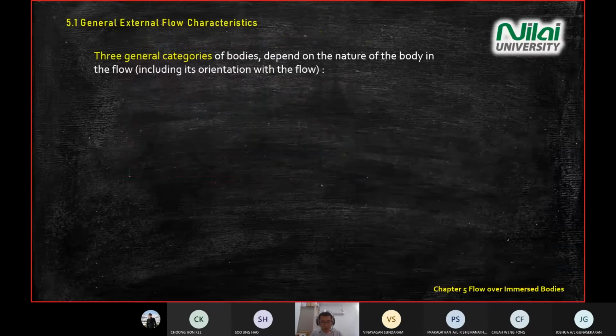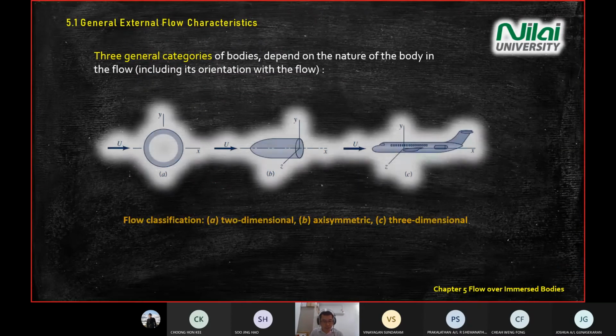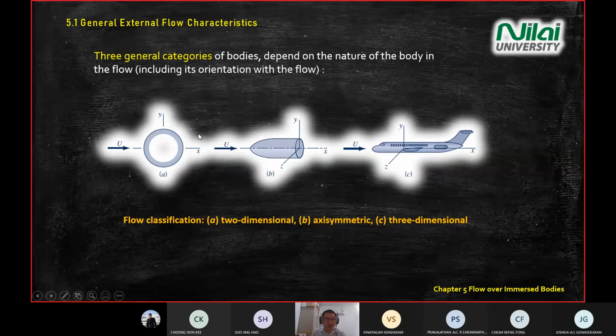Okay, so we'll look at three types of body when we talk about flow over immersed bodies. In your handout, question 1, you will see three photos. The first one on the left is two-dimensional flow, where we look at the X and Y axes. It can be Y and Z, or X and Z. Two-dimensional means you only look at two axes, and the flow is from left to right.